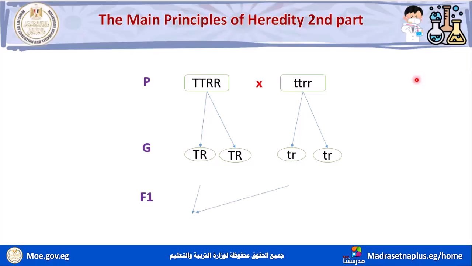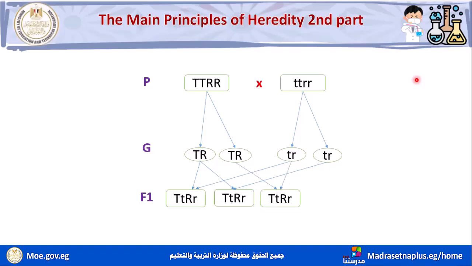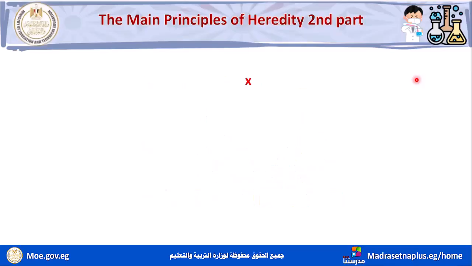First generation: capital T, small t, capital R, small r, repeated for all the offspring. All the first generation plants had tall stem and red flowers, carrying the dominant trait at a ratio of 100%.